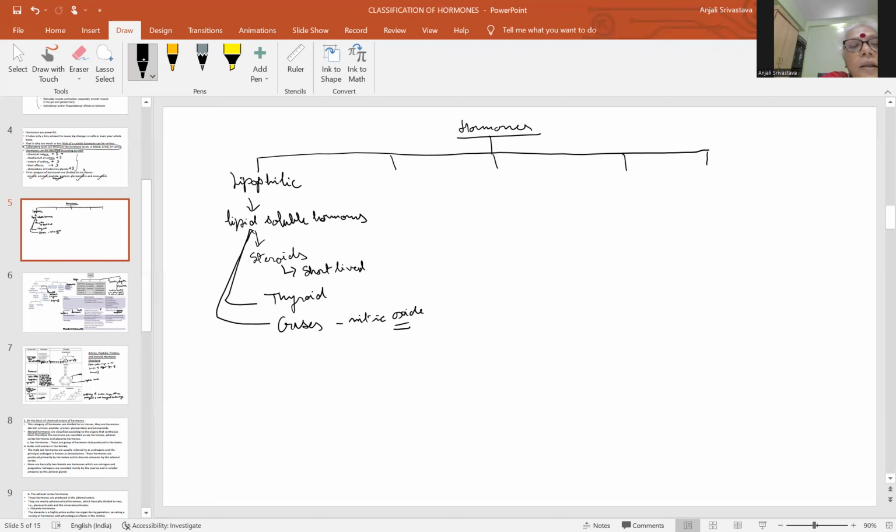Then are the lipophobic or hydrophilic hormones. Hydrophilic hormones, they are water soluble hormones. They are soluble in water, but they are not soluble in lipid. So when इनको कैरी करके अंदर ले जाने के लिए सेकेंडरी मैसेंजर की जरूरत होती है, जो अंदर जाकर के जिनके साथ ये कॉम्प्लेक्स बनाते हैं, वो हम मैकेनिज्म के समय देखेंगे.